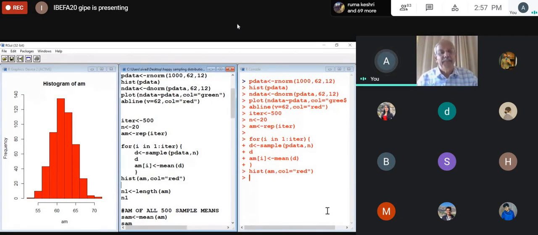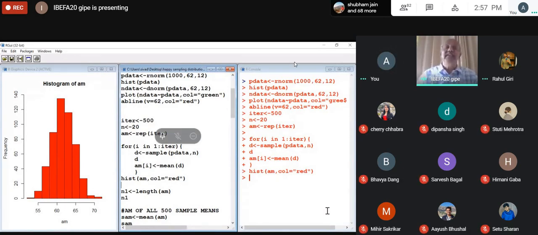Now my question is, would the average of these averages be 62? The average of all the averages is 62. That I'm going to prove. It is not over. See now what's going to happen. Up to this graph is clear.